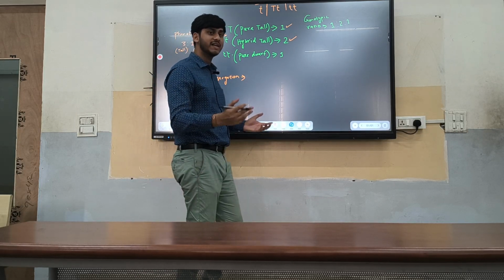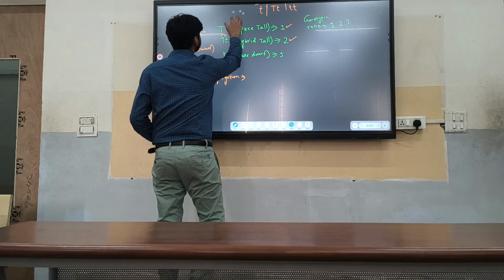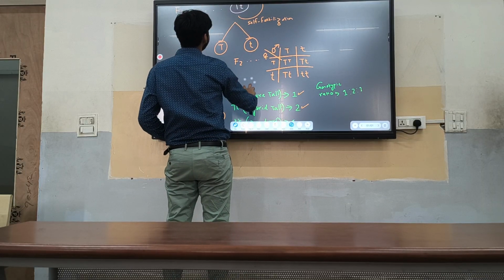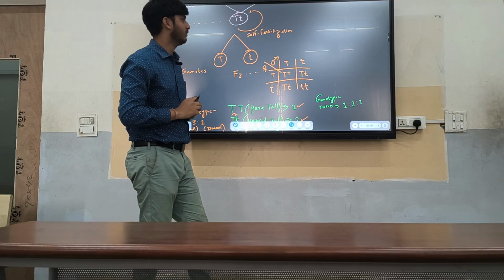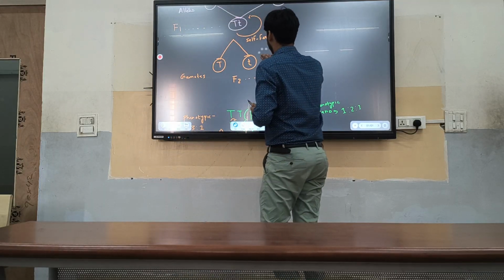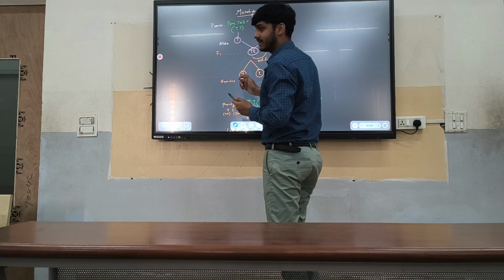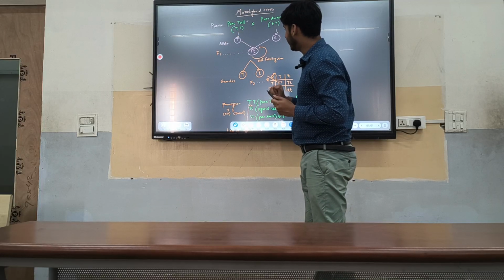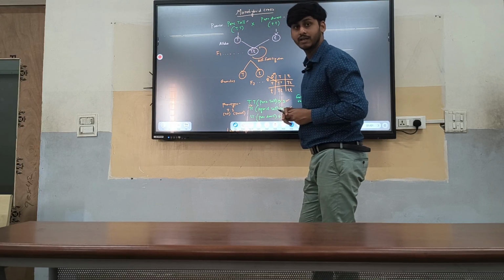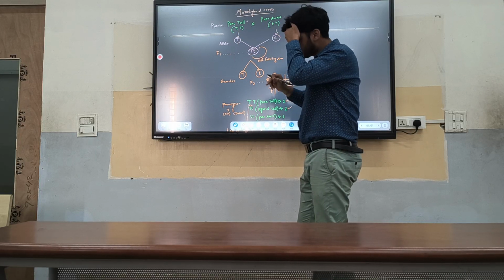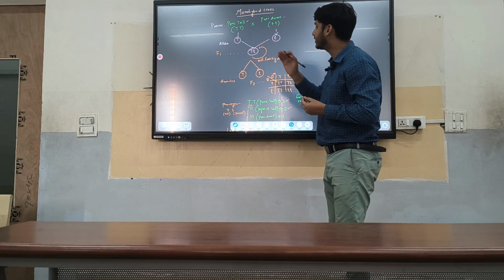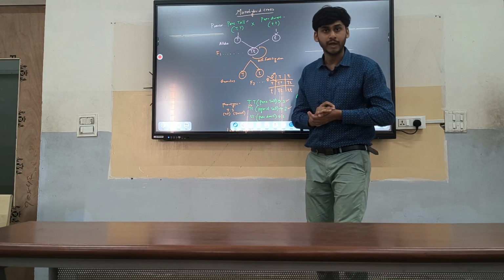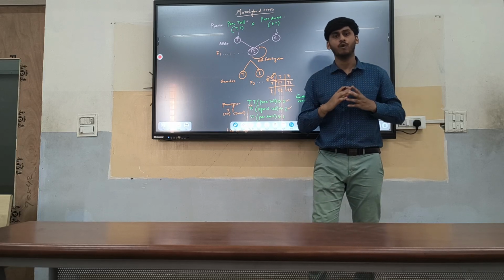Why law of segregation? As because see, these alleles get segregated. Okay, this was capital T, this got segregated and it matched with small t. The small t was with small t, it got segregated and matched with capital T. Okay, so this is known as law of segregation.